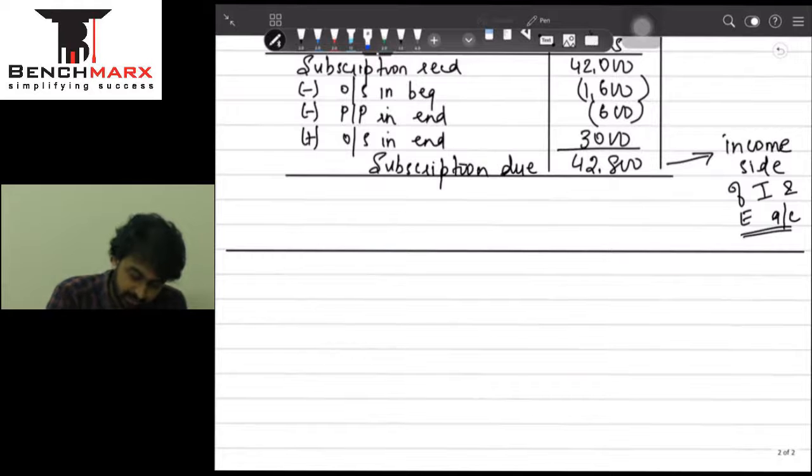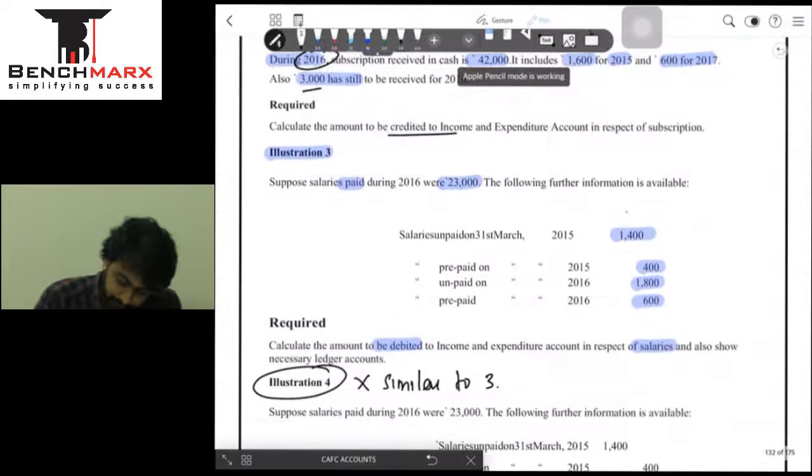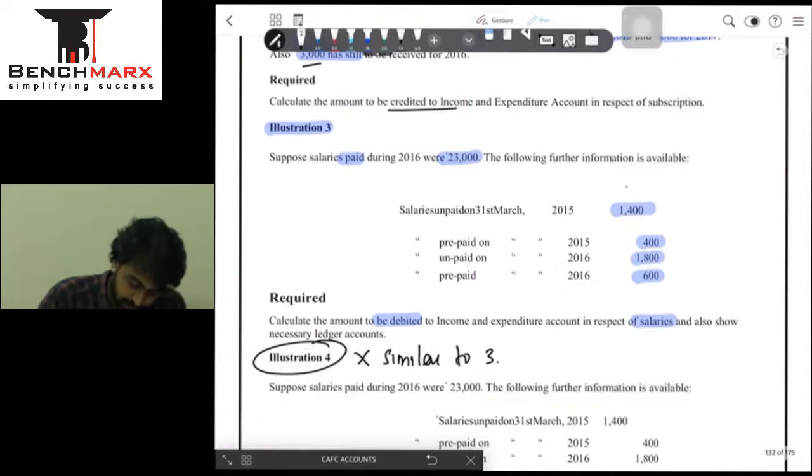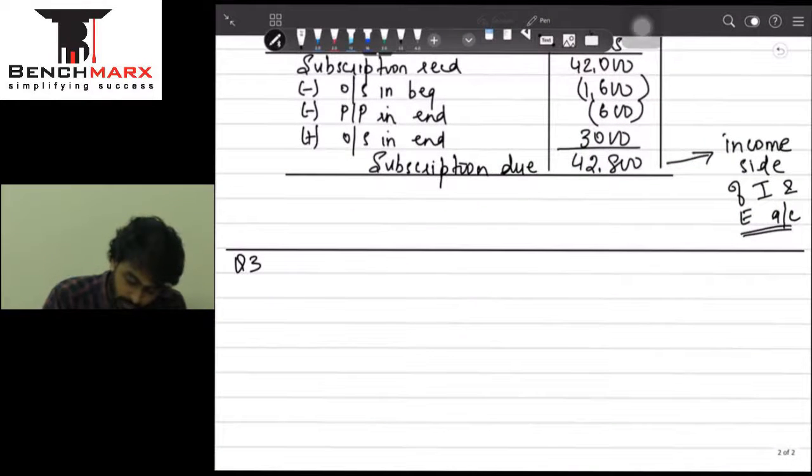So let us have the same kind of working. Question number 3. Okay. So one column particulars and dusra column is rupees.